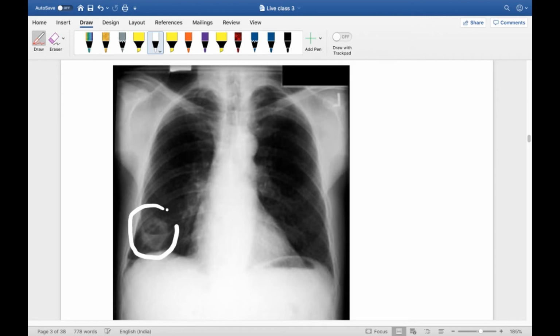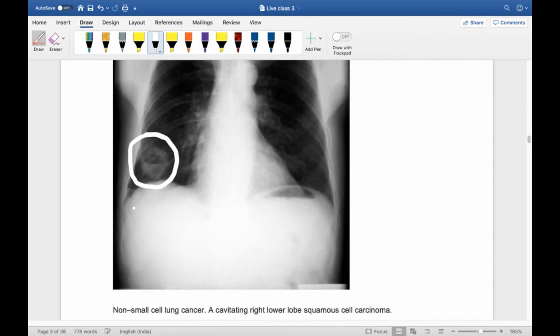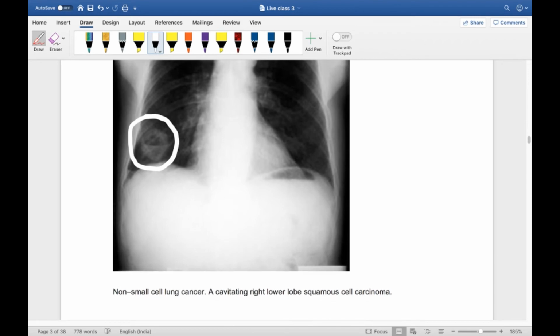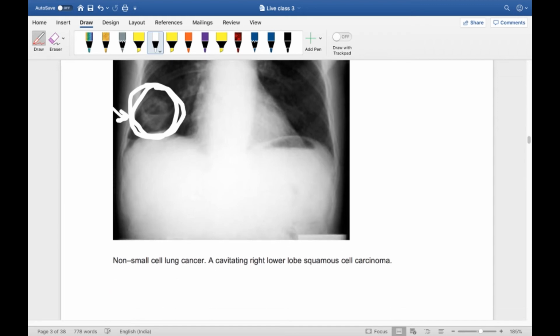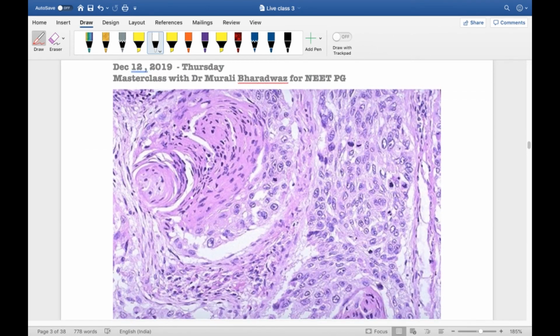Now, doctor, when you have seen this, what are you seeing here? Quickly tell me, a mass lesion, you are able to see here. So this is a cavitating lesion. Once more, squamous cell carcinoma can present like a cavitating lung lesion. Any cavitating lung lesion should have squamous cell carcinoma in your differential diagnosis. It is a non-small cell carcinoma, cavitating right lower lobe squamous cell carcinoma.